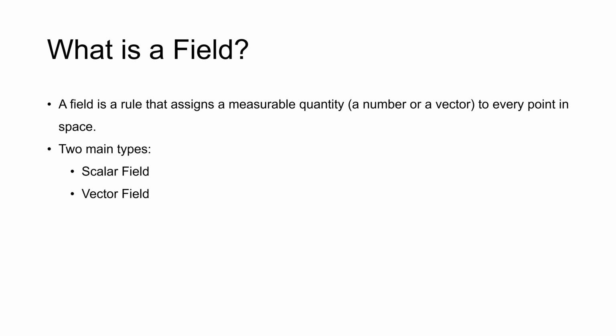So the question comes here, what is a field? A field is a rule that assigns a measurable quantity, either a number or a vector, to every point in space. We have two main types, scalar field and vector field.